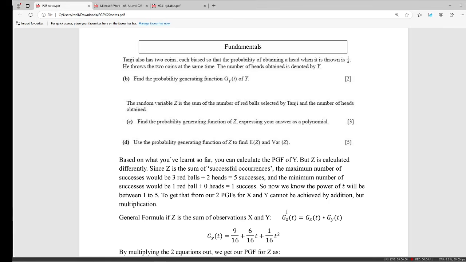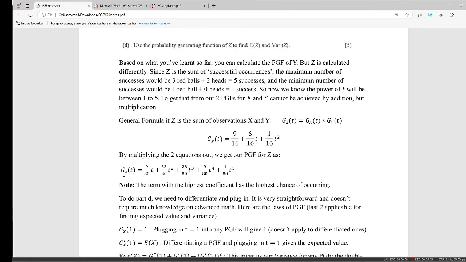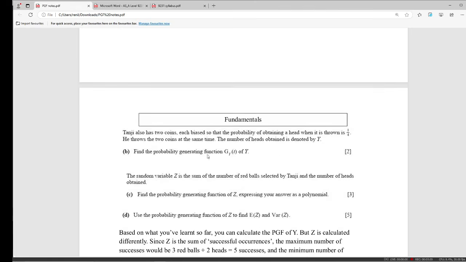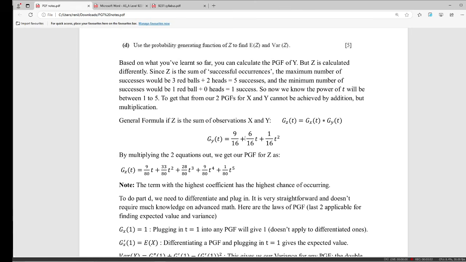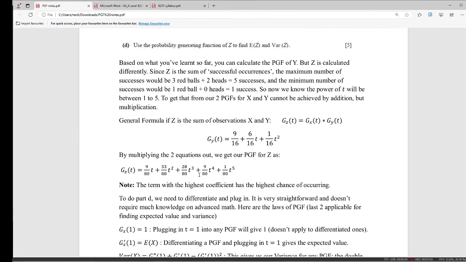When z is the sum of observations x and y, our probability generating function of z will be the product of Gx(t) and Gy(t). So when you multiply the two equations, you will get your Gz(t), which is this right here. Also do note, if you have been attempting this PGF of y equation, this is the answer over here. We can use this and multiply with Gx(t), and you can get this right here.